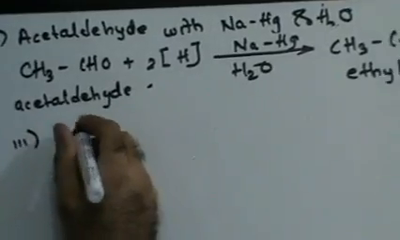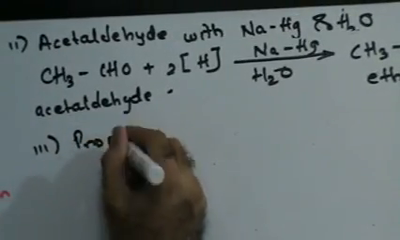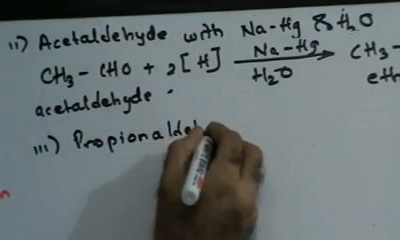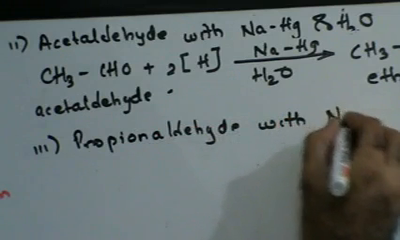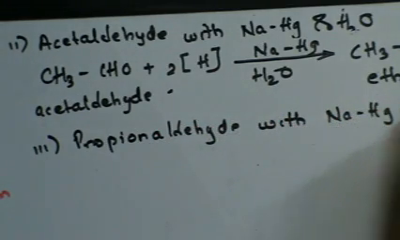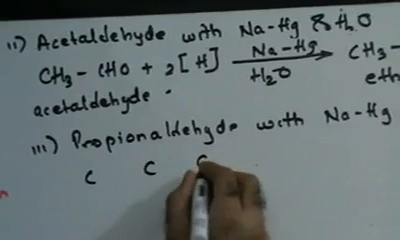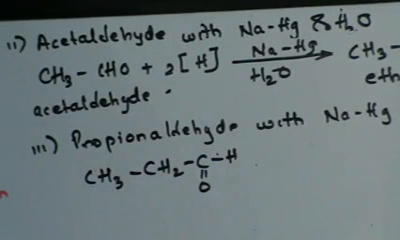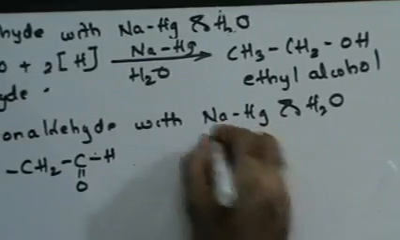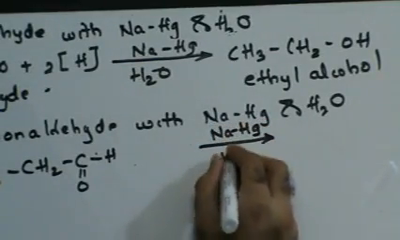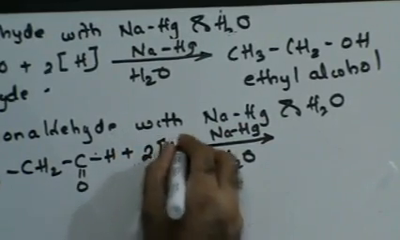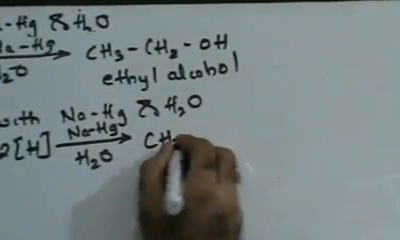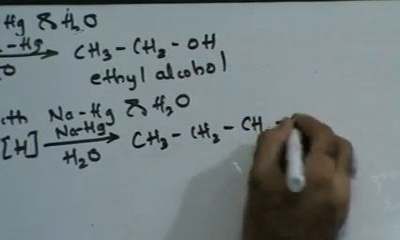Next, let's see another reaction like this. Propanaldehyde with sodium amalgam and water. Propan, three carbon atoms. Aldehyde, CHO. So CH3CH2CHO, propanaldehyde, reacts with sodium amalgam in water and will give you two hydrogen. In which case, an addition reaction again. So you will have CH3CH2CH2OH.